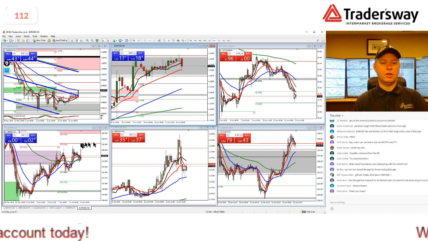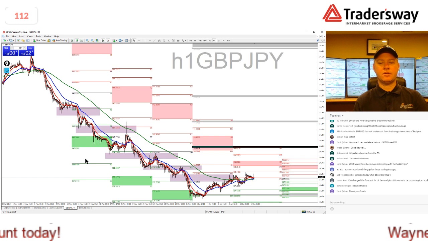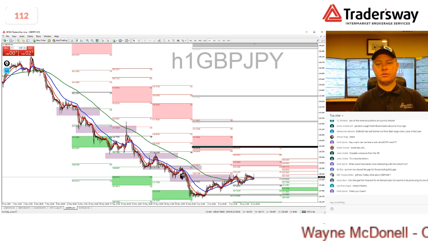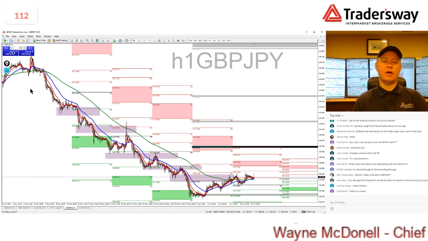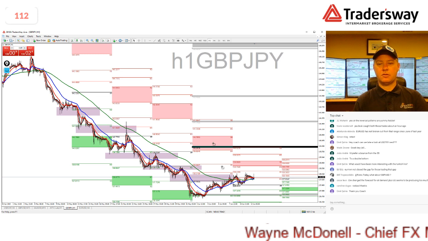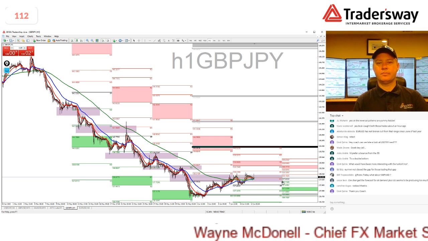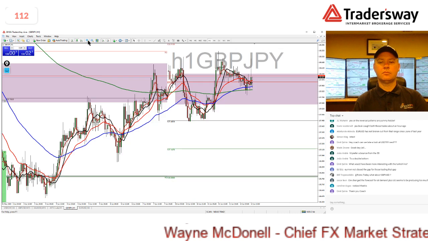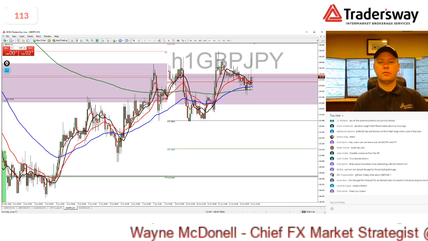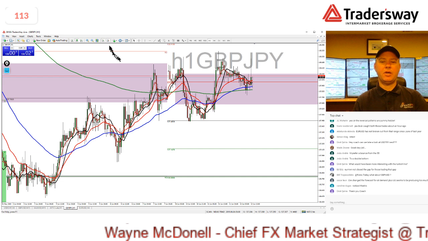Let's take a look at the beast. Sell zone, sell zone, sell zone, sell zone, sell zone. So if you're a bear, you're still looking to get short, but it's been a long time. I can't be a buyer up here.